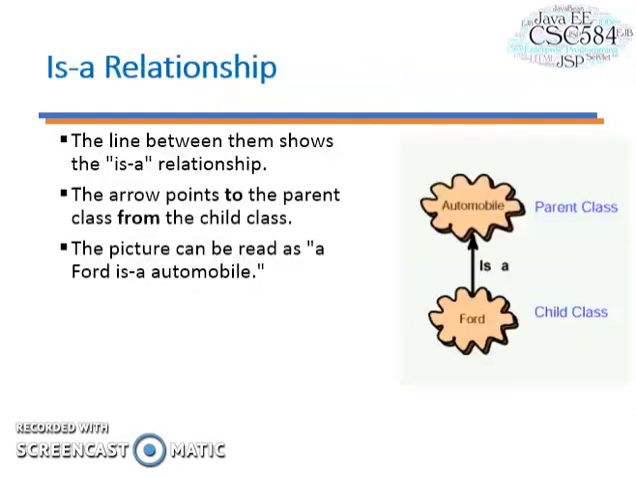Next, let's look at the is-a relationship. The picture shows a parent class and a child class. The line between them shows the is-a relationship. The arrow points to the parent class from the child class. So the picture can be read as a Ford is an automobile. The phrase is-a is in common use in computer science. The arrow between a child and parent is sometimes called an is-a link.